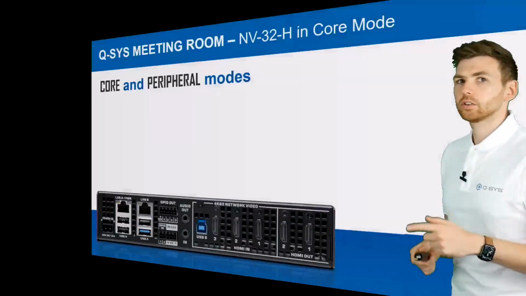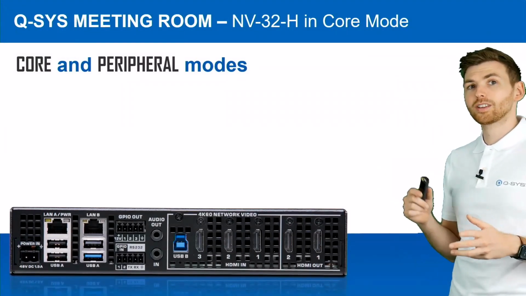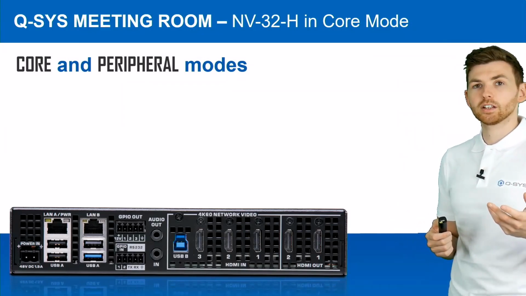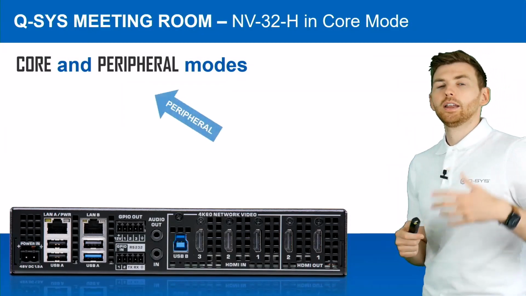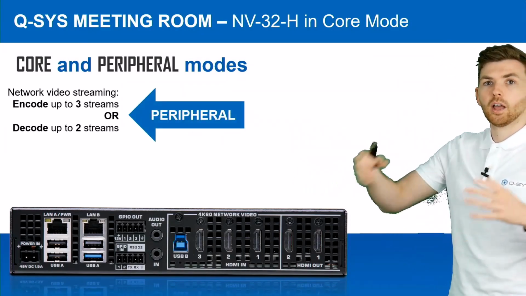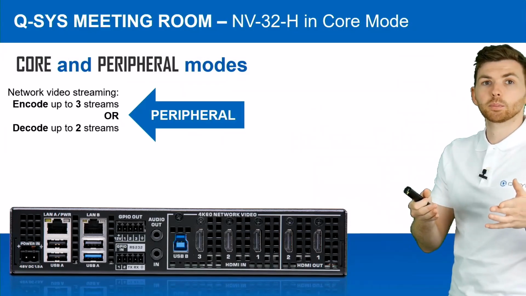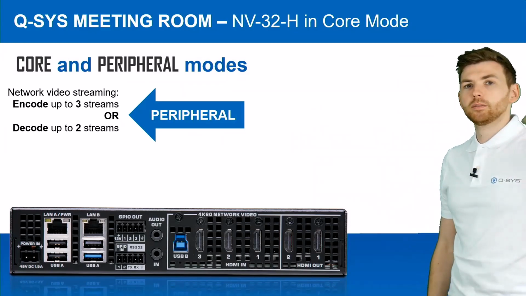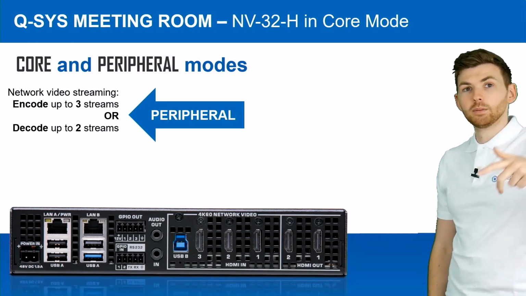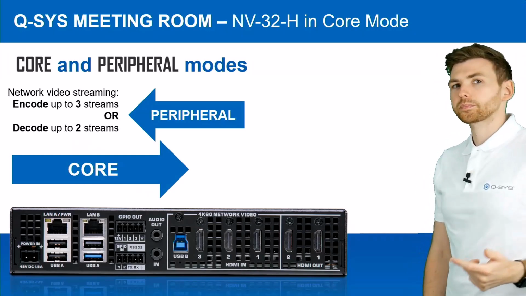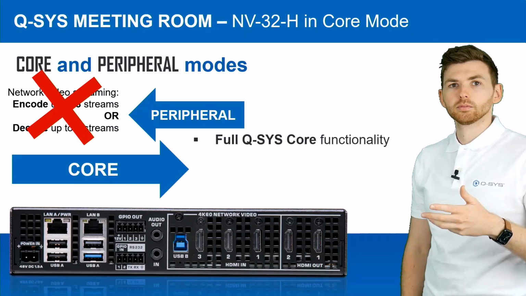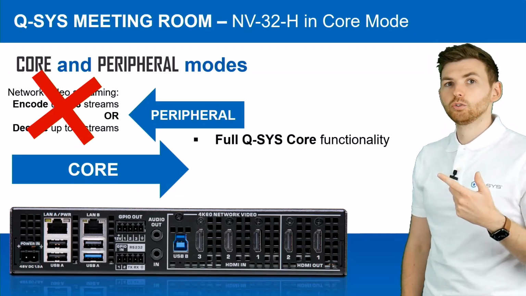So if we go into this little comparison, we've got core modes and we've got peripheral modes, right? What we've been talking about so far with NV32 is peripheral mode. So it's an encoder, it's a decoder, it's paired with a core that's managing it and everything, but the NV is a peripheral. You can go into any NV, you can click on the little drop down, it says mode, and you can select core mode and reboot it, and then it comes back as a core. And it now won't do streaming, it won't do encoding or decoding, okay? But it will get full Q-SYS core functionality.